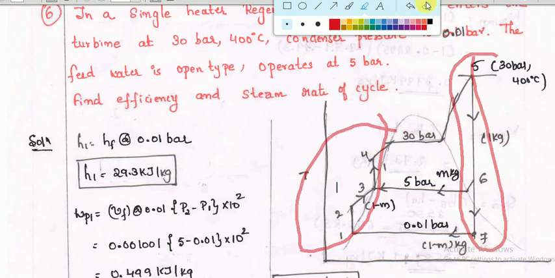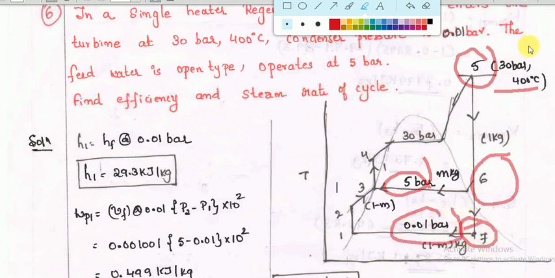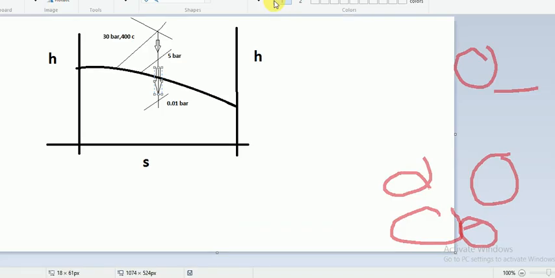At point 5 the pressure is 30 bar and 400 degrees Celsius. At point number 6 it is 5 bar. At point number 7 it is 0.01 bar. We can use the Mollier chart to find these values. So we can plot a rough Mollier chart, where the y-axis is enthalpy, the x-axis is entropy, and this is the saturated line.